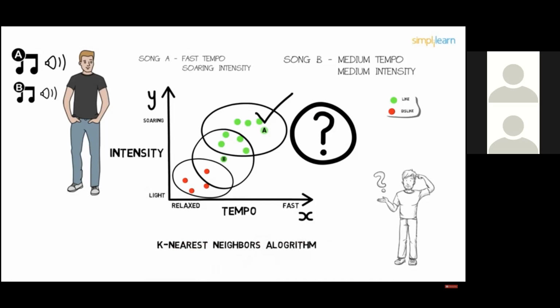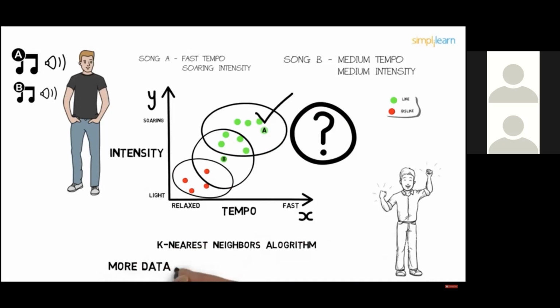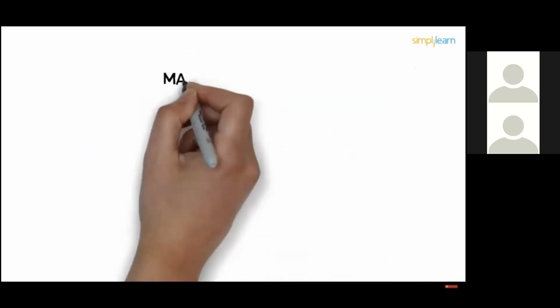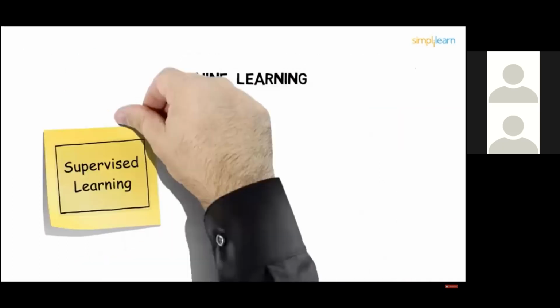But what happens when the choices become complicated, as in the case of song B? That's when machine learning comes in. It learns the data, builds a prediction model, and when the new data point comes in, it can easily predict for it. More the data, better the model, higher will be the accuracy. There are many ways in which the machine learns. Could be either supervised learning, unsupervised learning, or reinforcement learning.